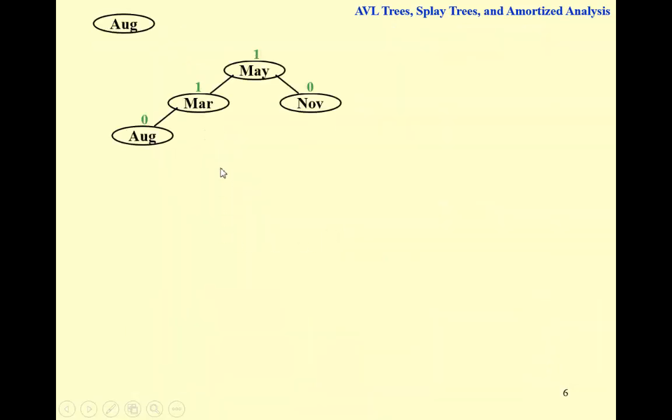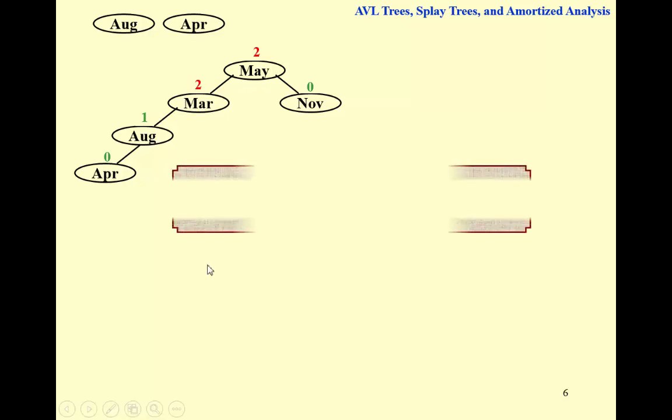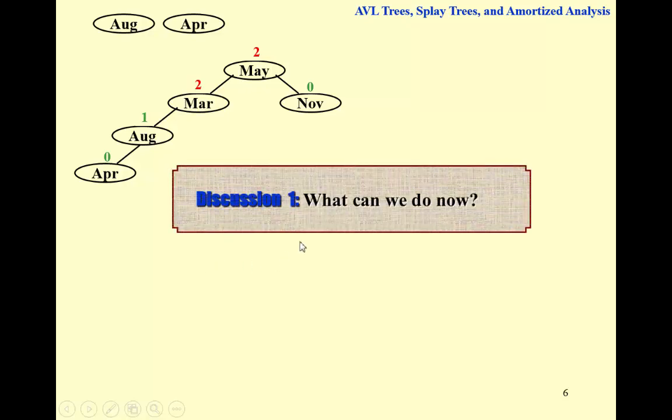Okay, let's continue. Next, let's input August, so everything's fine. Next, when April comes in, there are two signals. So tell me, which one is the trouble finder? So here comes your first discussion question. What can we do now? I would suggest you to click on the screen and pause the video and think about it for a minute. And then when you come back, I'll show you the answer.